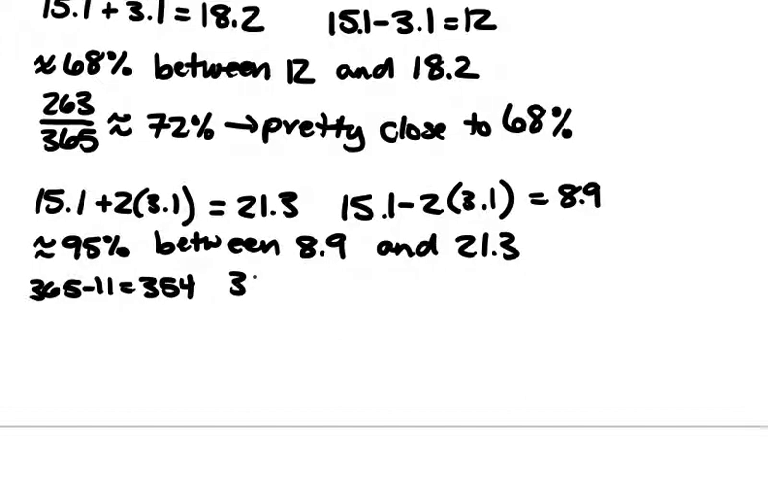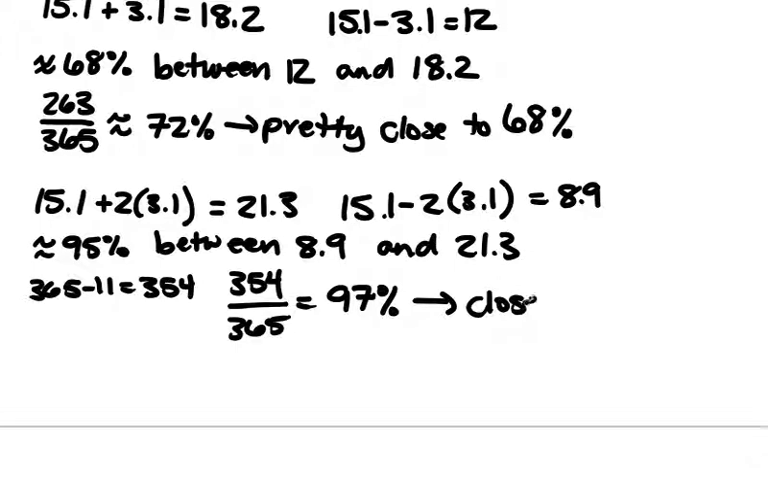So 354 divided by 365 is a total of 97%. So 97% of the data is within that range, which is pretty close to that 95%. Again, that value tells me that this most likely is coming from a distribution that is pretty bell-shaped.